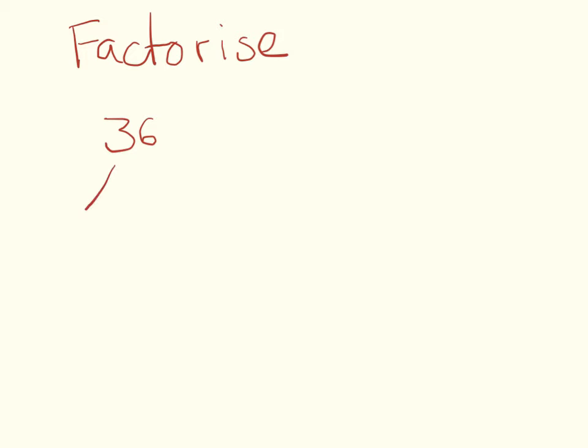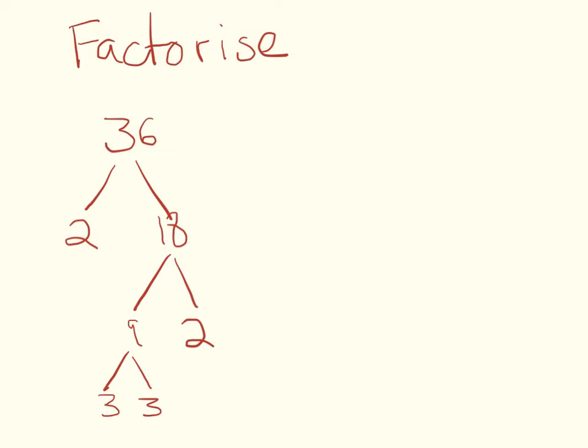Now let's use this number 36 and factorize it using what's called a factor tree. So what are two numbers that multiply to equal 36? I'm going to go 2 and 18. Then from 18 we've got 9 and 2, and then 3 times 3 equals 9. And we're going to look at these numbers here specifically. I'm circling them for a reason.